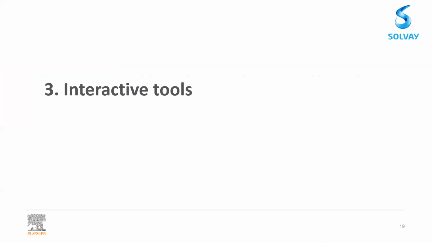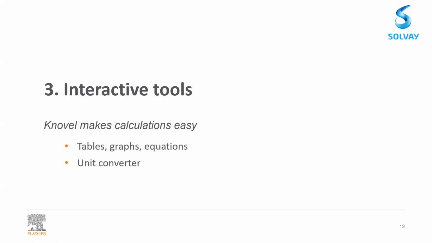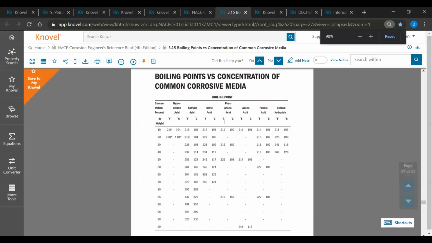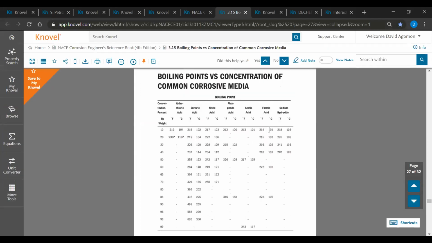All right. So, interactive tools. We want to make calculation easy. For that, we developed a lot of interactive tools, tables, graphs, equations, and a unit converter. And I will go back to my browser. Let's say you found a book that you like, and you found this table. Sometimes it's really hard to get the data out of the table. You need either to copy paste or type in manually the numbers. And sometimes you deal with big tables, really long, maybe even wider.